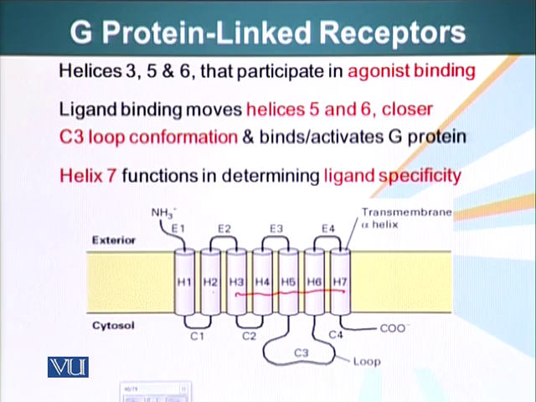Ligand binding moves helices 5 and 6 closer. When ligand binds, these two helices come closer and squeeze this loop, which is called the C3 loop. When this loop is squeezed, it of course changes shape, and the proteins inside the cell can recognize this change in the receptor structure, and they can convey this message to the other parts of the cellular machinery. Helix 7, H7, basically determines the ligand specificity, which ligand will be able to bind this receptor or not.